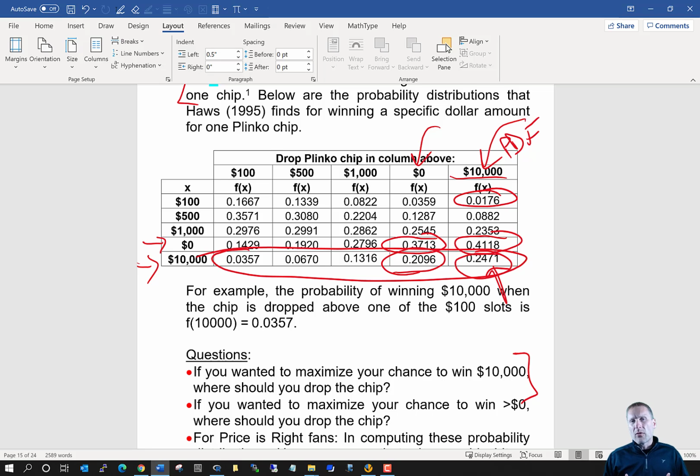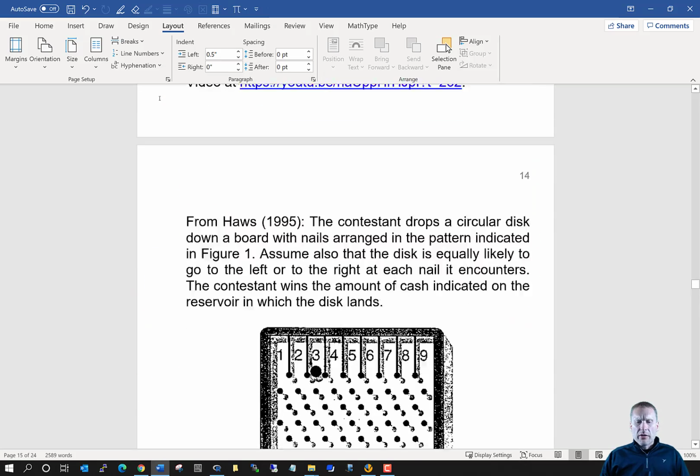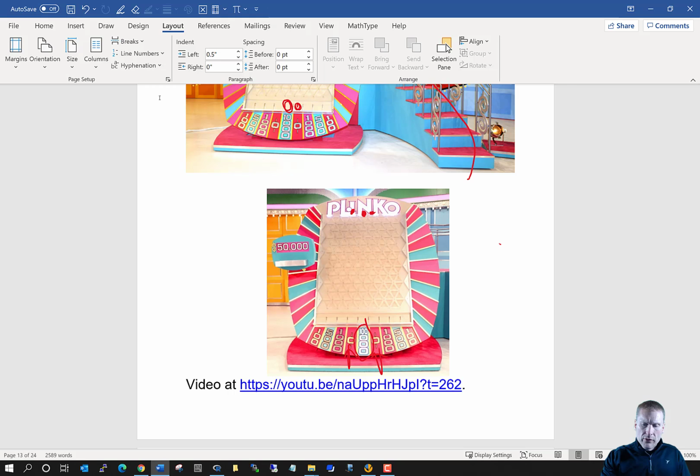I want to maximize my probability of winning that $10,000 value. If instead you want to maximize your chance of winning at least some money, then we look over here. I want to minimize now the chip dropping in the $0 slot, and we can see that that probability is smallest if I were to drop it on the far extreme of the board where there's only $100. So in other words, to drop it right here or right there.